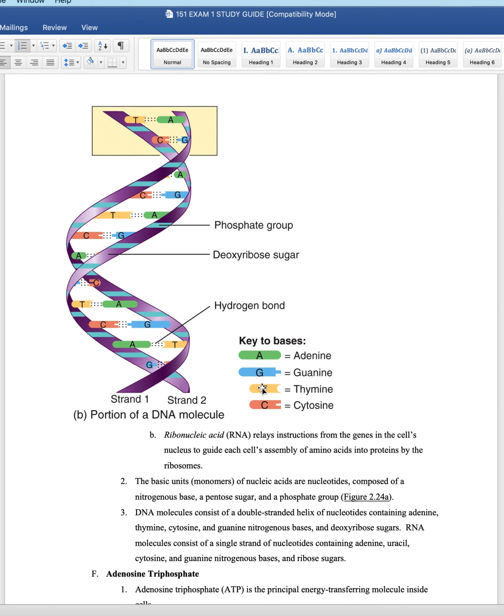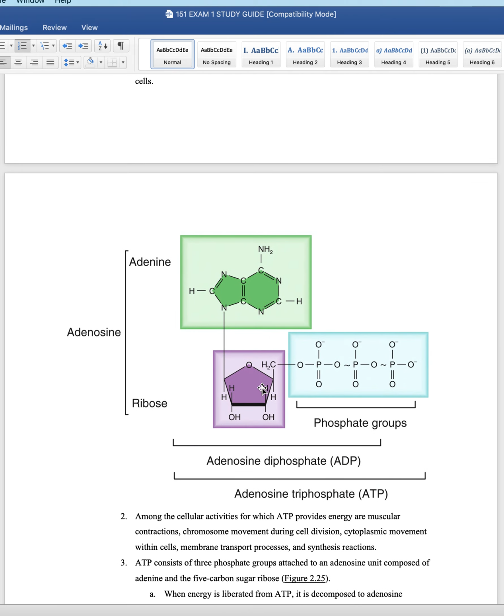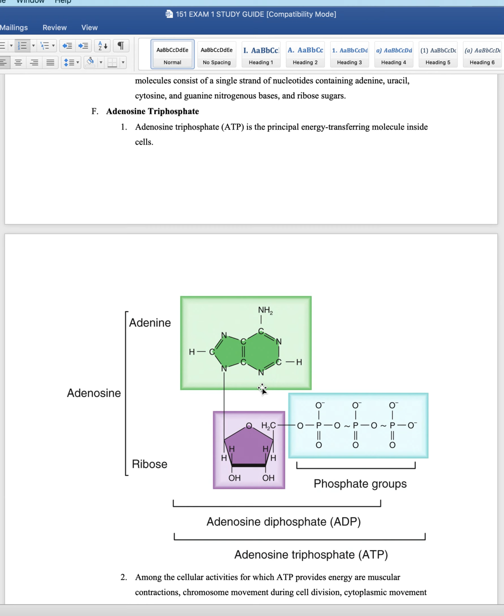It's going to take instructions from the genes in the cell to guide the assembly of proteins, which happens with ribosomes in the cytoplasm. All right, here, let's look at ATP. ATP is going to be our high energy carrier molecule, and if we were to remove this third phosphate, it would be ADP, or our low energy carrier molecule.